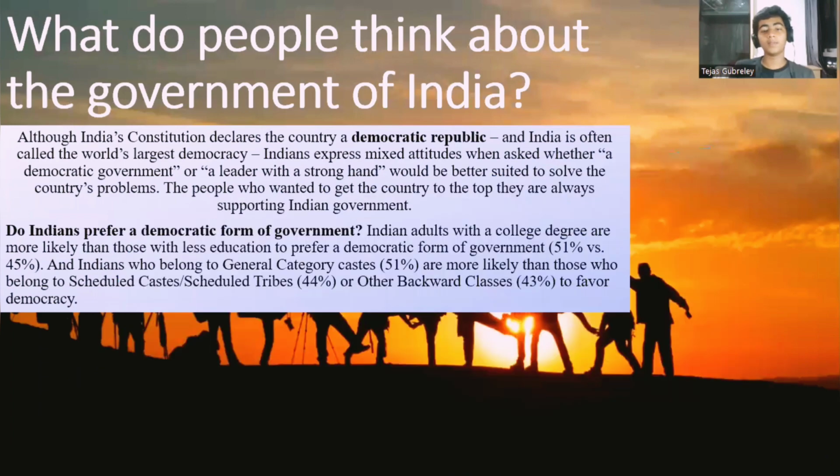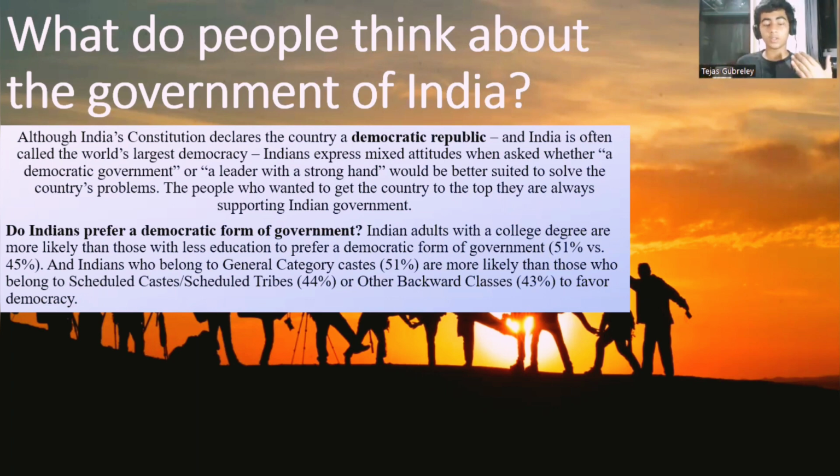Now, what do people think about the government of India? Although India's constitution declares the country a democratic republic, and India is often called the world's largest democracy, Indians express mixed attitudes when asked whether a democratic government or a leader with a strong hand would be better suited to solve the country's problems. People who want to take the country to the top always support the Indian government. So why is that? Why do some people support one thing and some another?